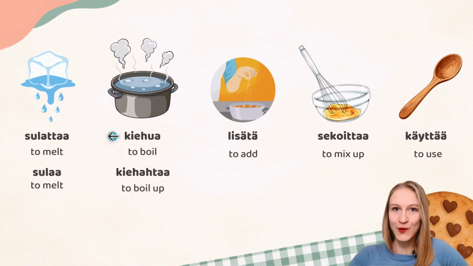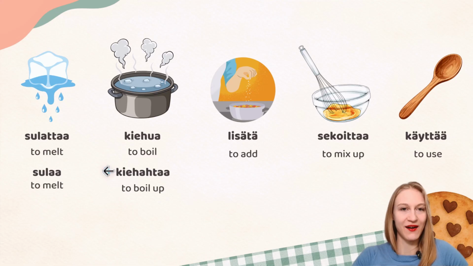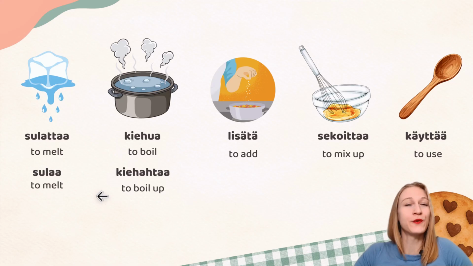Next we have kiehua and kiehahtaa. You might guess that, well, maybe this is the same kind of difference between transitive and intransitive verbs. Well, not exactly. Kiehua is an intransitive verb and kiehahtaa is also an intransitive verb, but the difference is that kiehua refers to the action of boiling in general, and kiehahtaa means that something boils up. It's like the first time the liquid starts to boil. Then you can use kiehahtaa.